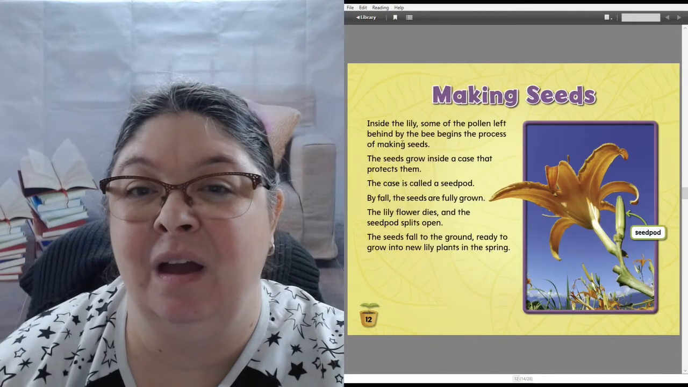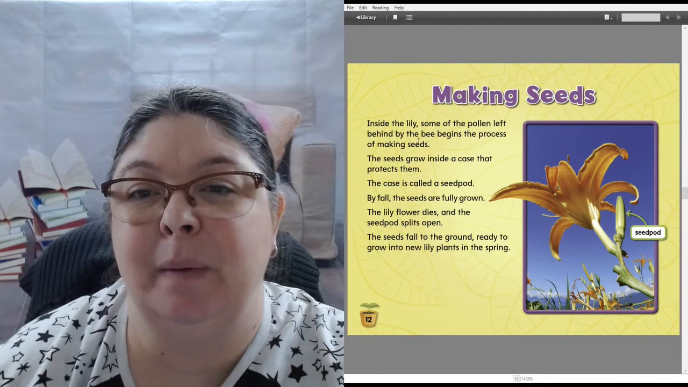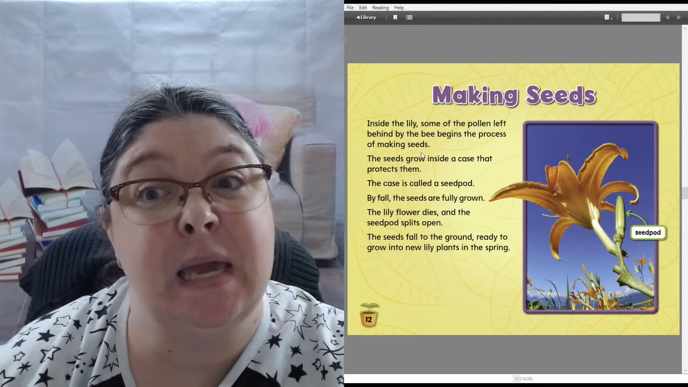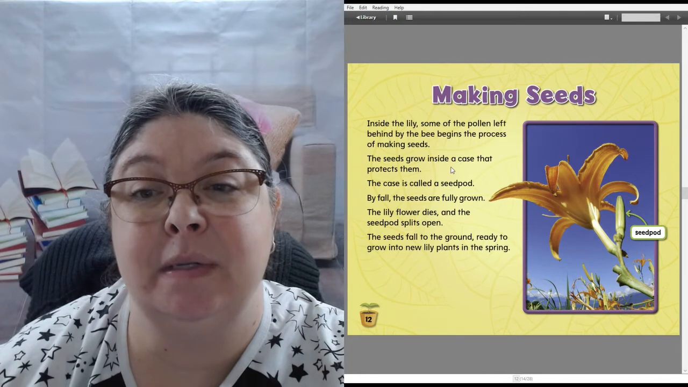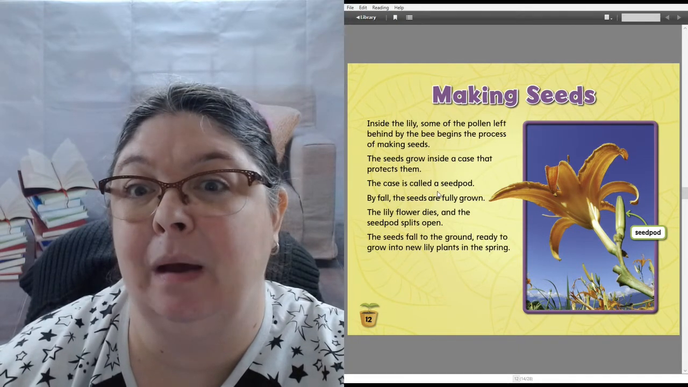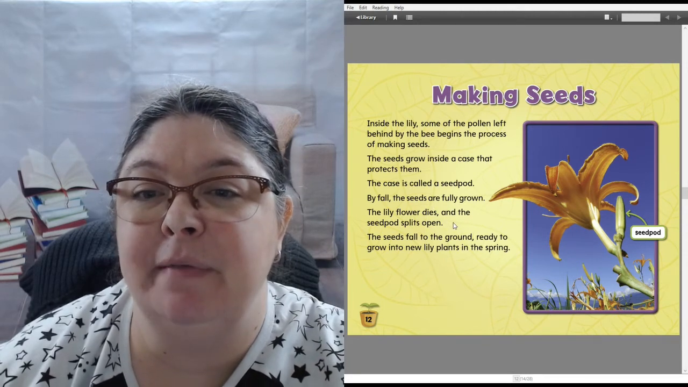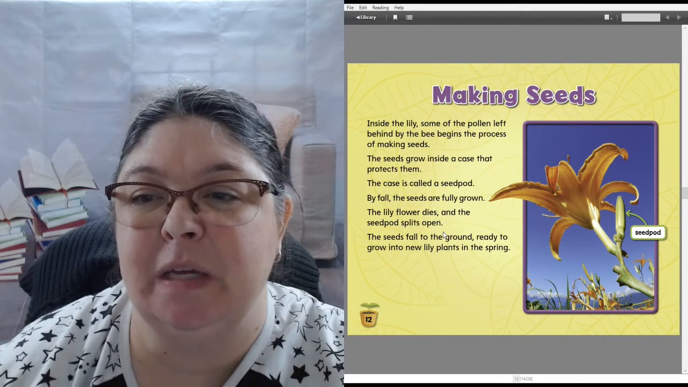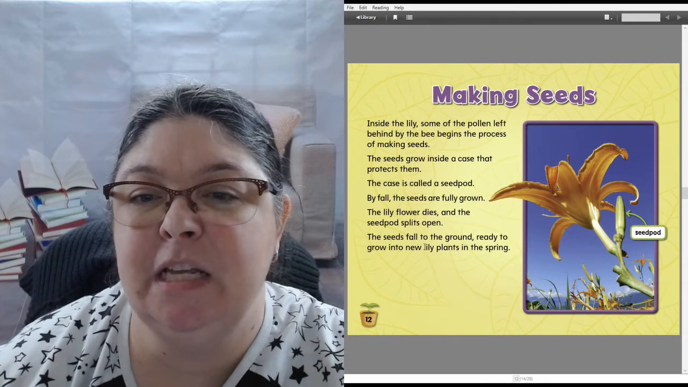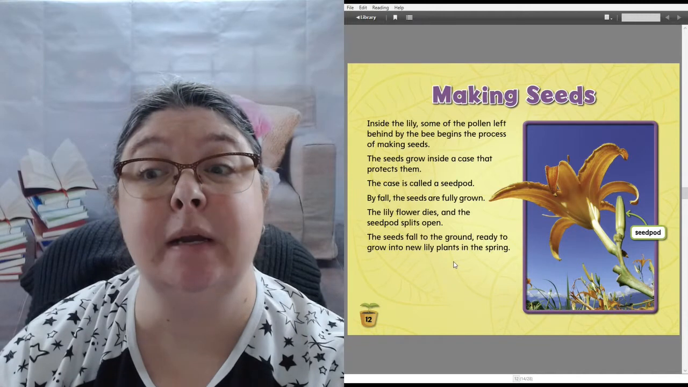Yes. All right, inside the lily, some of the pollen left behind by the bee begins the process of making seeds. The seeds grow inside a case that protects them. The case is called a seed pod. By the fall, the seeds are fully grown. The lily flower dies and the seed pods split open. The seeds fall to the ground, ready to grow into new lily plants in the spring.